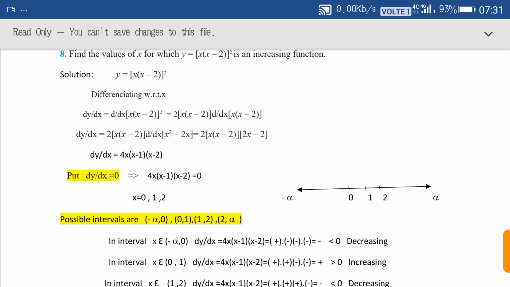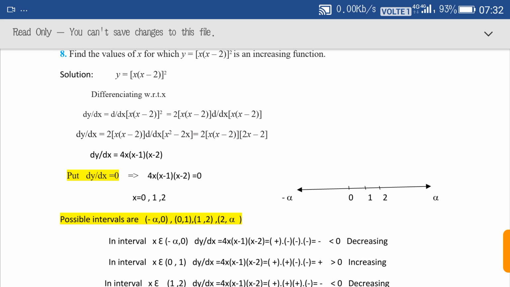Now there is question number 8 from your exercise. Find the values of x for which y = [x(x − 2)]² is an increasing function. Consider it as y and differentiate it with respect to x. We get dy/dx using the power rule and then the chain rule. The power rule gives 2[x(x − 2)]^(2−1).